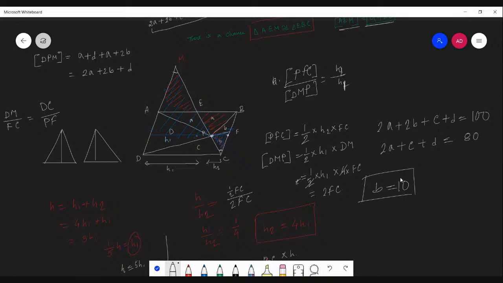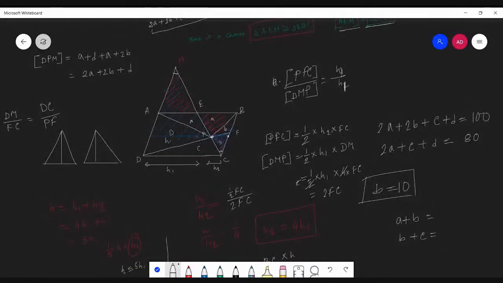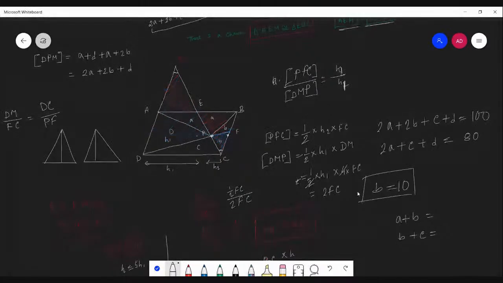Can anyone tell me what is the area of a plus b and what is the area of b plus c? Anyone knows? B is equal to 5. Oh, sorry. I completely got confused. B is equal to 5. So twice of b is actually 10. So this is actually 90, right? Yeah, this is equal to 90.